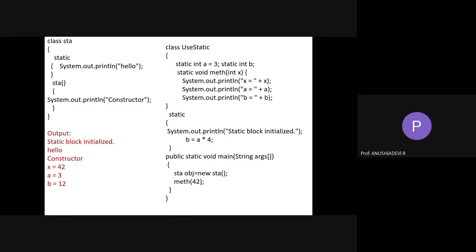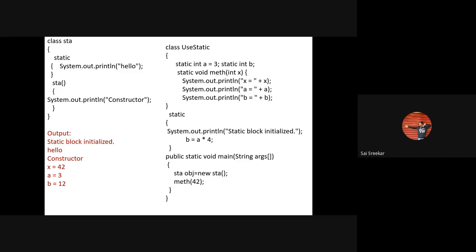And this program you understood? Static block with the constructor, that you understood? Shall I move to the next? Yes, ma'am. Tell me. If in the class, integer A and integer B are not static, what will be the output?